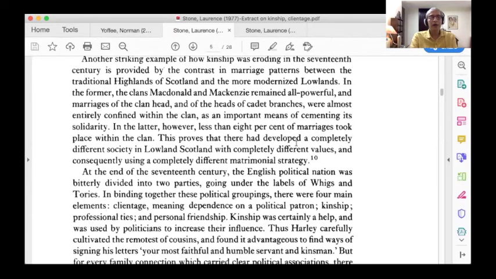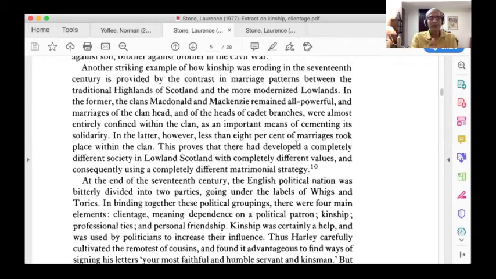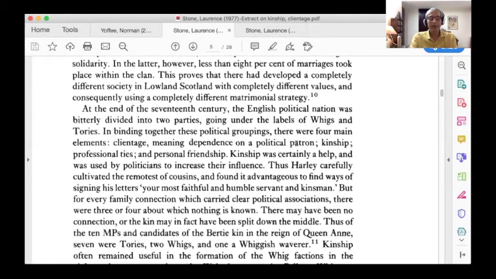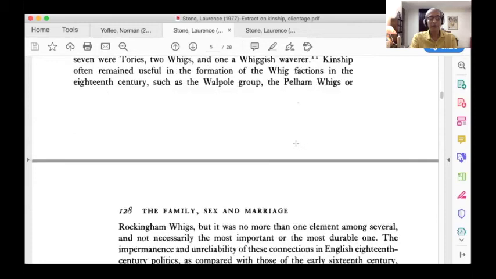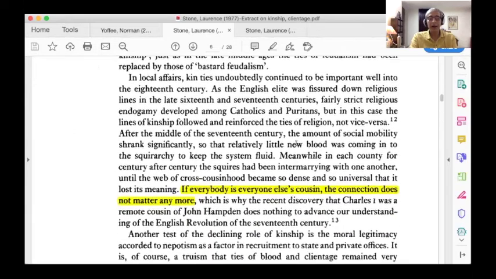Right? So kinship was eroding in the 17th century, and there are all sorts of ways in which this happened, in contrast to what was happening in Scotland, where kinship was still quite high for a long period. Right?